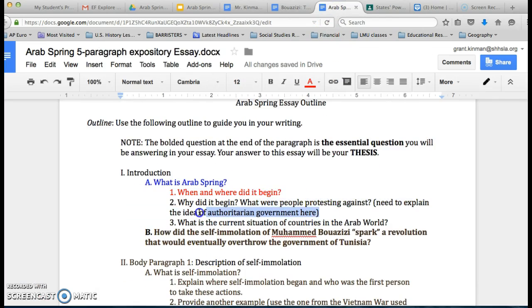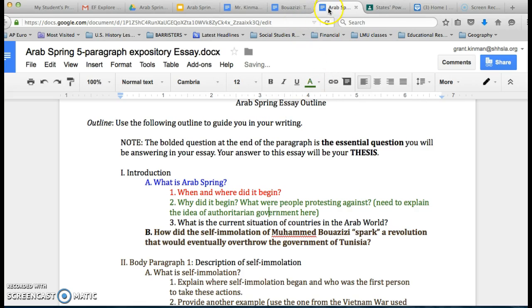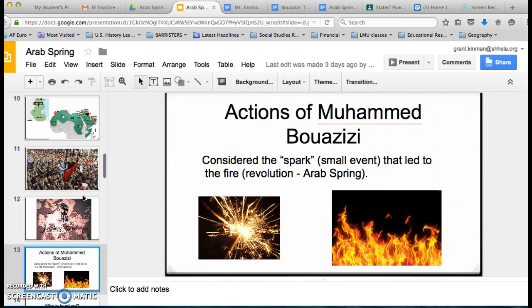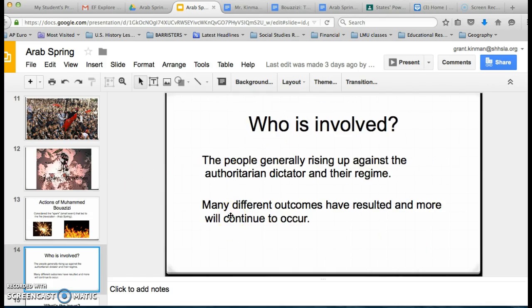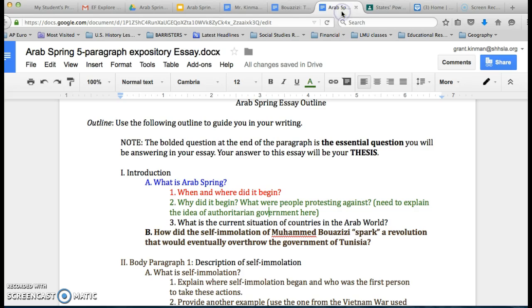Why did it begin? Okay, now here's where we start to get into our analysis. All right, why did it begin? Well, that's a little more complicated. That's why it's analysis. So we got to go through our lecture and think, why are these people so upset? Let's think back to Mohammed Bouazizi, the spark that led to the revolution. Well, the people are upset about a couple of things. Here's a slide that will really help. And they are rebelling against governments throughout the Arab world, not just in Tunisia after this.